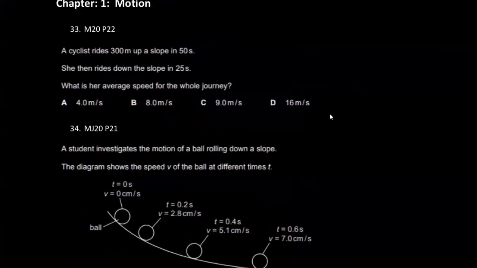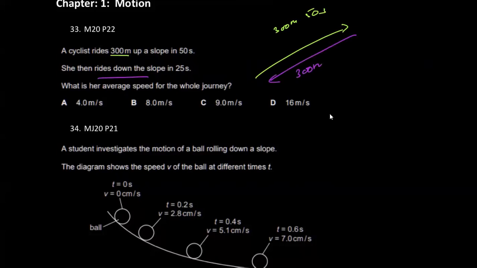Then 33. A cyclist rides 300 meters up a slope in 50 seconds. She then rides down the slope again 300 meters in 25 seconds. What is her average speed? I don't know if I made you guys write the formula. The average speed, okay, remember these are called crocodile mouth. ये इसको कहते हैं crocodile mouth. Throughout physics and chemistry as well, whenever you need to indicate that you're taking average, you use these crocodile mouths. Is that clear?